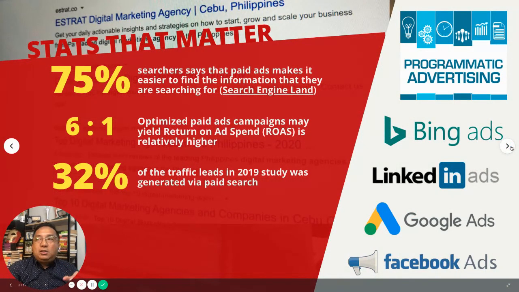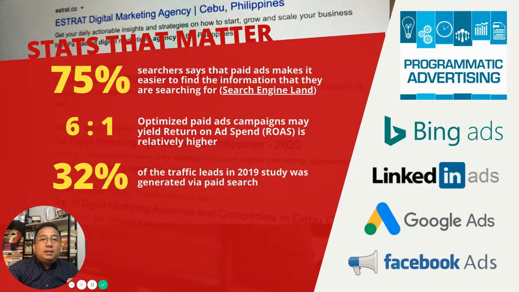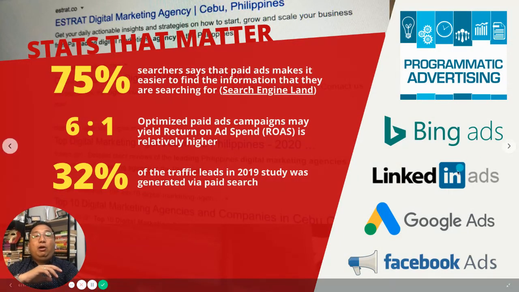Digital ads is important because 75% of searchers say that paid ads make it easier for them to find the information that they need. And it's true, because if you're looking at the search engine ranking page, the top part, the bottom part and the side part are always dominated by ads, especially if it's a money keyword. If it's a money keyword, meaning big agencies have identified this as a keyword for them to be able to reach a specific segment of the market that they want to target, then they go for it.